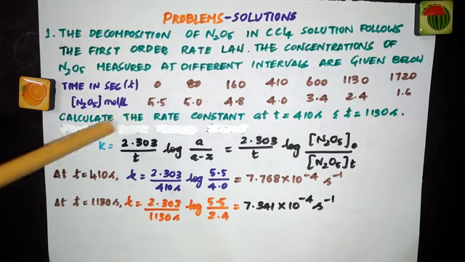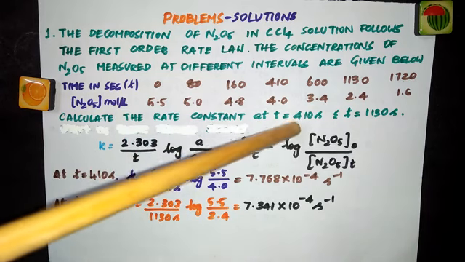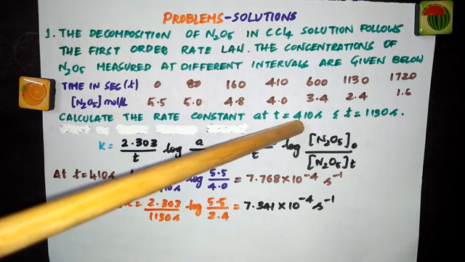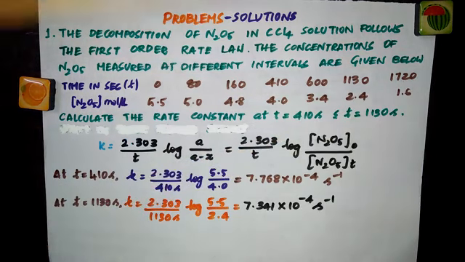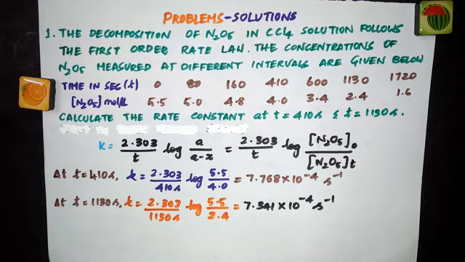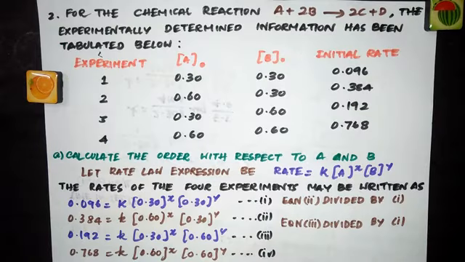So you have found the rate constant at time T is 410 seconds and when time T is equal to 1130 seconds. Now the second question.